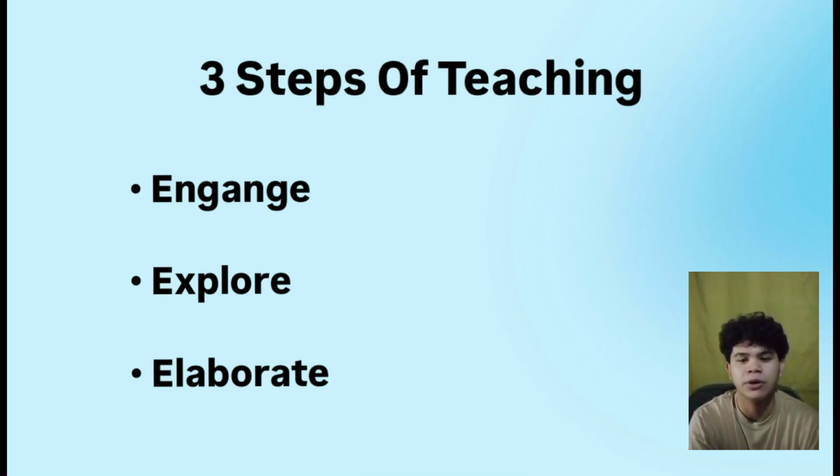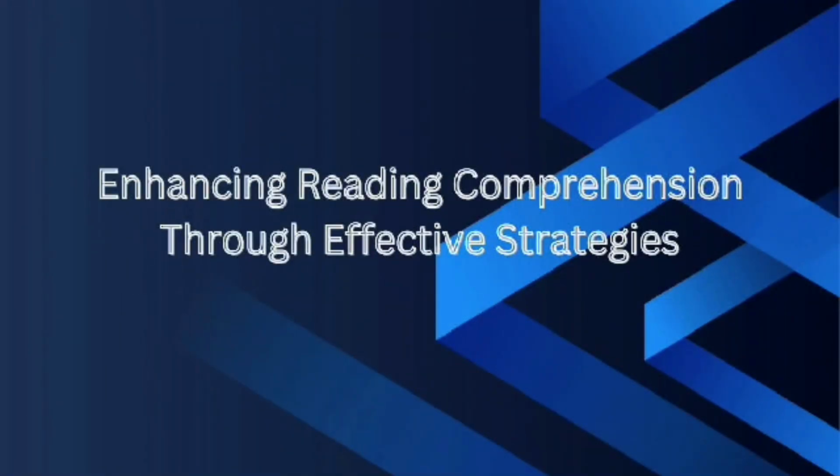Next, we have elaborate. This means that our topic should have a correct explanation. Example, to work in detail. Lastly, we have evaluate. This step of teaching can help students to better understand the topic. For example, summative tests or activities. So let's proceed to enhancing reading comprehension through effective strategies.